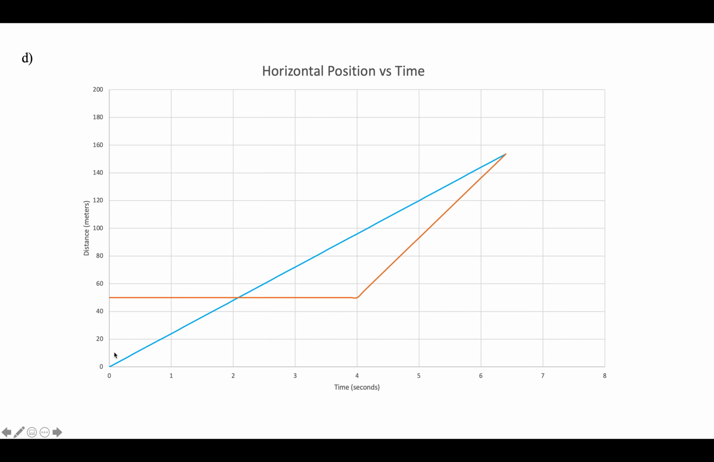There it is. The blue line is the first arrow. The slope is 24 meters per second. The orange line, constant at 50, until the arrow is released, slope is 43.17 meters per second, and they meet at the target. Note this spot right here, this is where the first arrow went over the head of the second arrow, and that is 2.08 seconds as we calculated in part A. That's Thursday's practice exam for 9/9/2021.